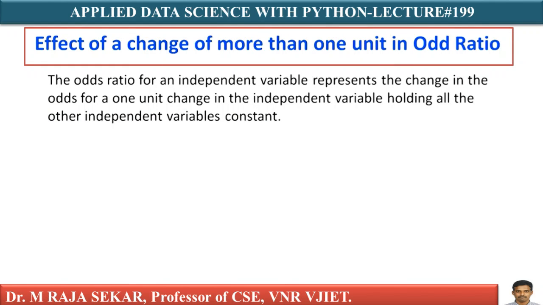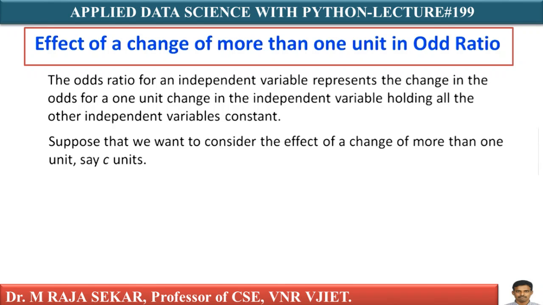The odds ratio for an independent variable represents the change in the odds for a 1 unit change in the independent variable, holding all other independent variables constant. So far, we have seen there is a 1 unit change. Then we have seen what is the corresponding effect on the dependent variable.